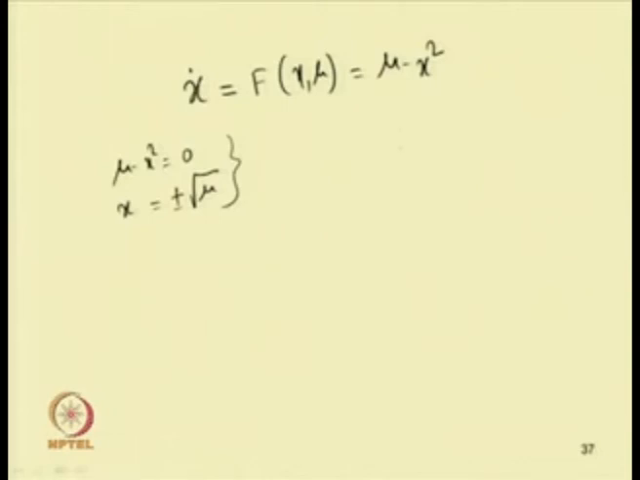If we plot this curve, which we have already plotted several times, x versus mu: for negative values of mu, x will be imaginary, so it will have no solution. For positive values of mu, we have two solutions.